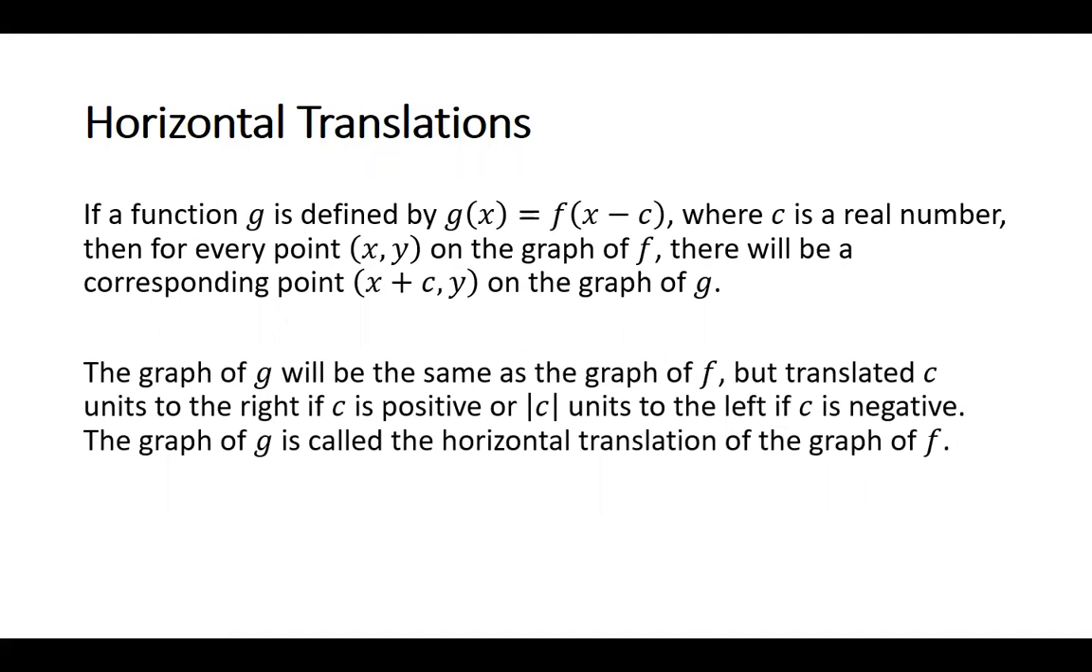The graph of G will be the same as the graph of f, but translated c units to the right if c is positive, or c units to the left if c is negative. The graph of G is called the horizontal translation of the graph of f. Again, this is done on the premise of f of x minus c. So let's go back to Desmos and take a look at this.